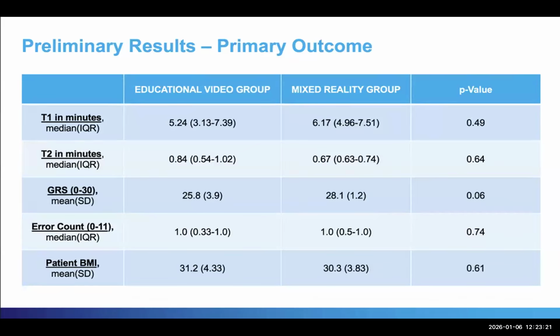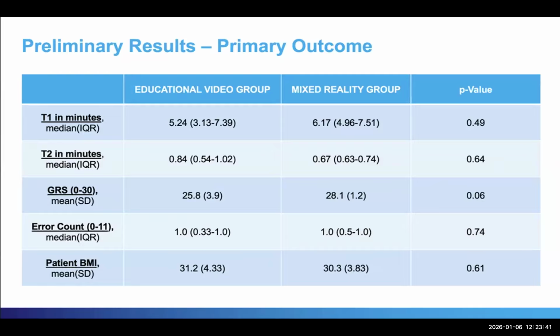Now, unfortunately, our observed clinical outcome of improved performance of spinal anesthesia didn't necessarily show anything in terms of time points, error counts, or anything like that. We did have global rating scale scores increased in the mixed reality group.